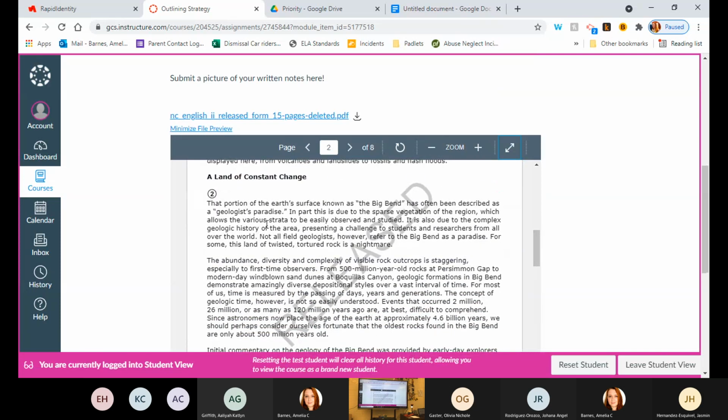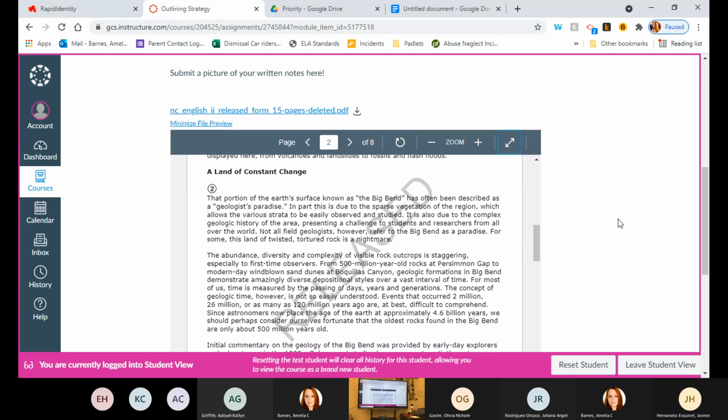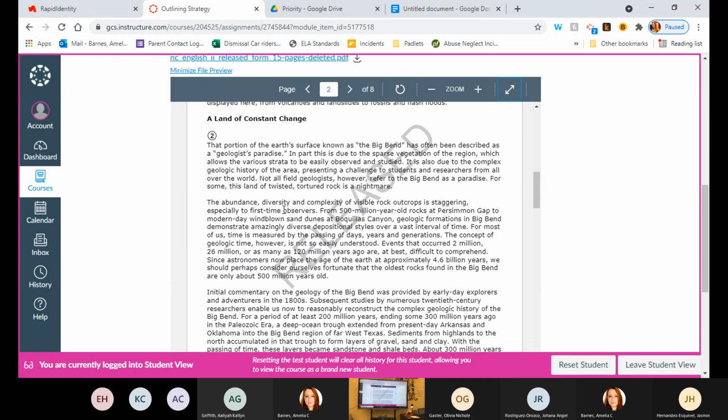All right, so it is also due to the complex geologic history of the area, presenting a challenge to students and researchers from all over the world. Not all field geologists, however, refer to the Big Bend as a paradise. For some, this land of twisted, tortured rock is a nightmare. Stop. Okay, so that's where it is, and then we want to read a sentence or 2 past it so that we know what the context of that is.